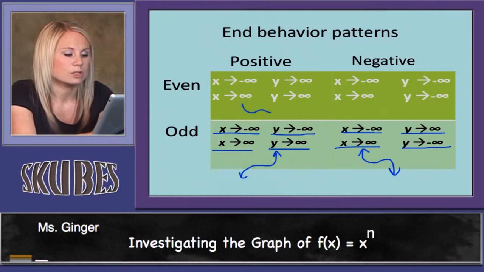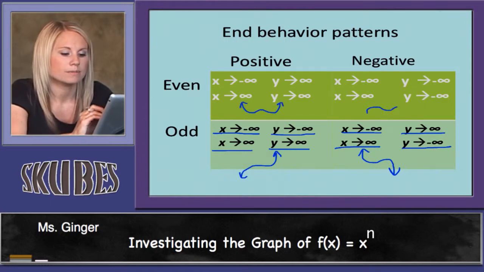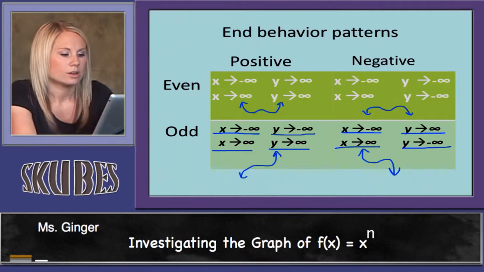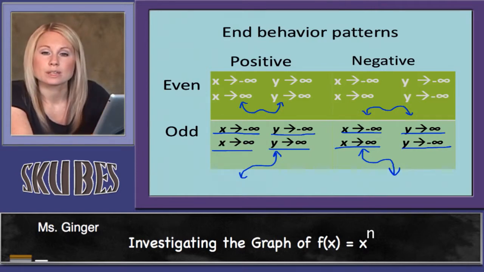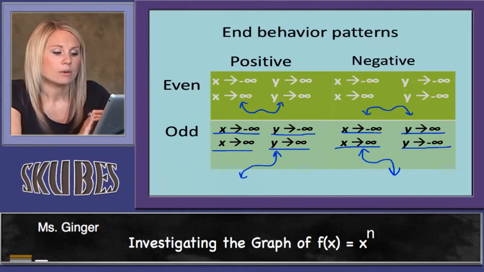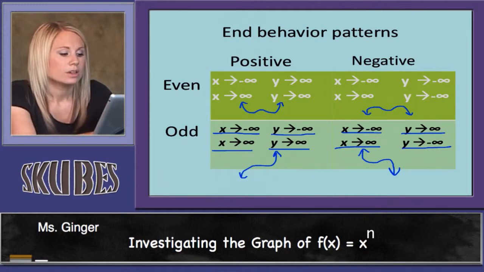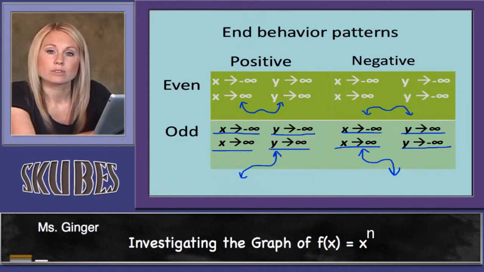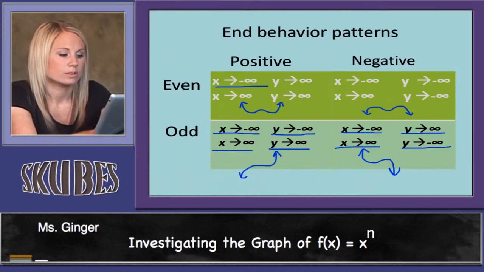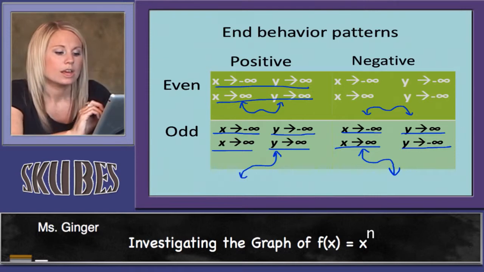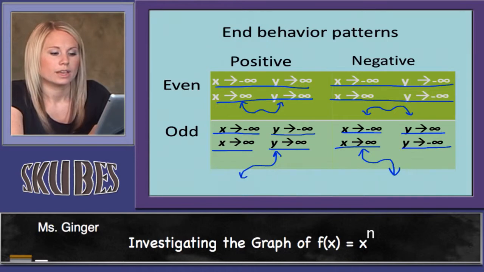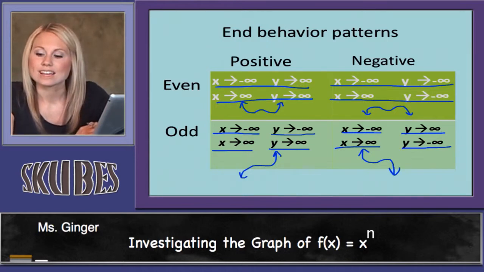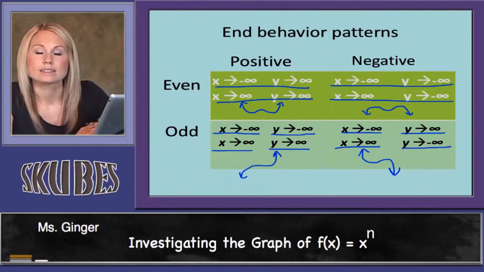But remember, those are going to be doing the same thing on both ends. The positives, no matter how many turns they have in the middle, will always end up going up on both ends, whereas the negatives are both going to be going down. So we just use that same notation, but we'll have two positive infinity symbols for the y's. You can see that here. Whereas the negatives are going to be two negative infinity symbols. As we go to the left, that end is down, and as we move to the right, so is that end. So this concludes our lesson on investigating the graph of f of x equals x to the nth power.